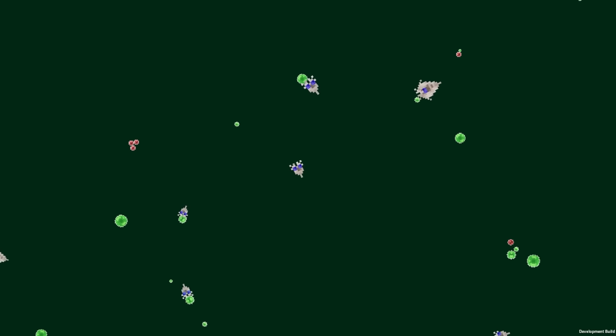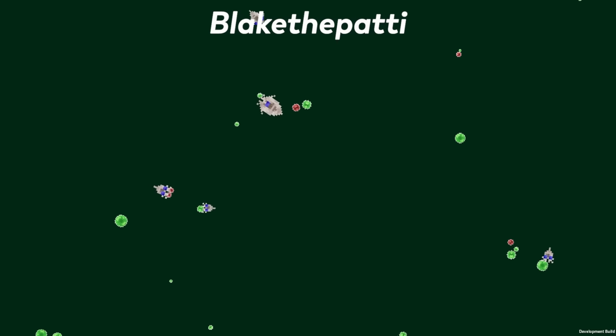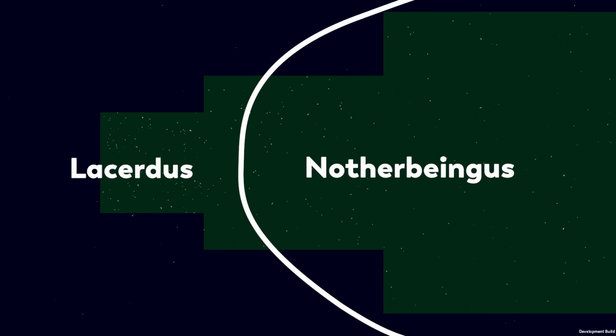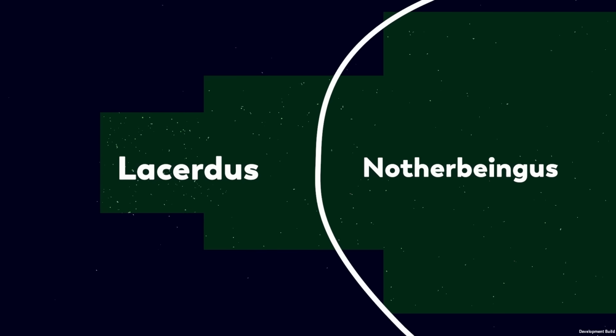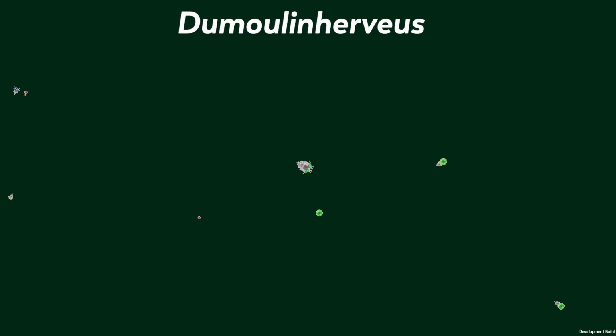And would you look at that? The Lesordus lineage made it out alive after all. Their descendant, the Blake Patty lineage, is still thriving in the denser zones, regaining their ancestral territory. And in the sparser zones, we have the Dumoulin-Hurtus lineage, comprised of 3 main species, preserving many ancestral adaptations that have allowed them to still thrive.